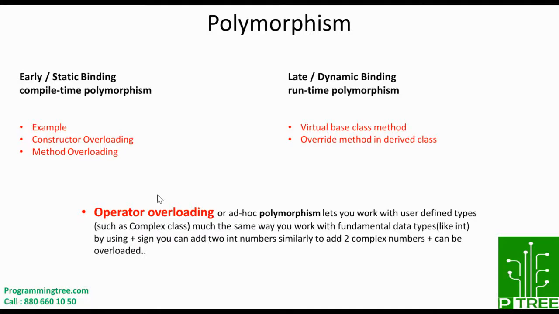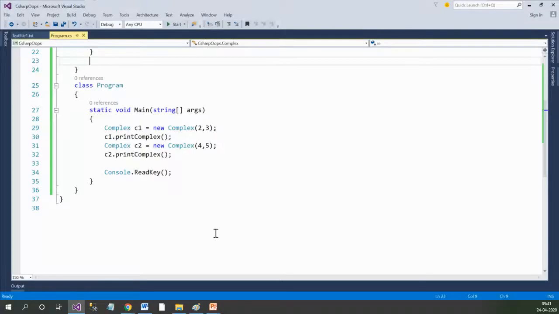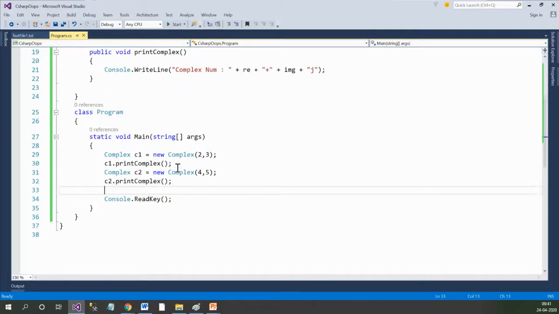Now let's move ahead with the practical understanding of operator overloading inside polymorphism. In operator overloading, these are the operators which can be overloaded, and these are the operators, logical AND and logical OR, which cannot be overloaded directly, and these assignment operators cannot be overloaded. Now let's dive into the practical understanding of operator overloading.